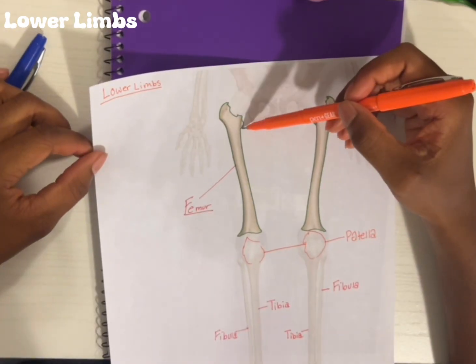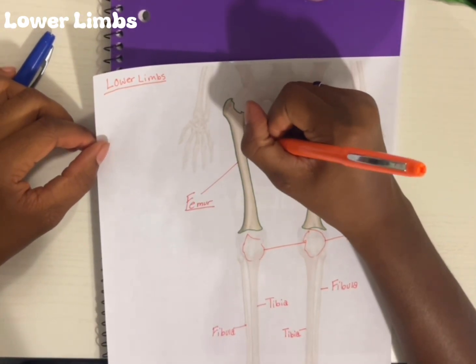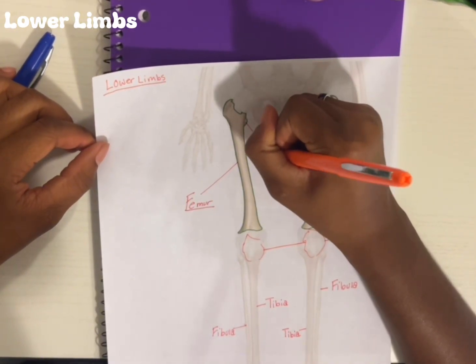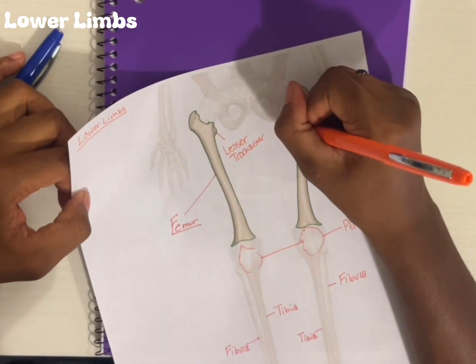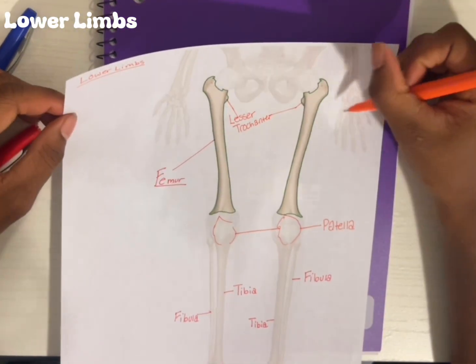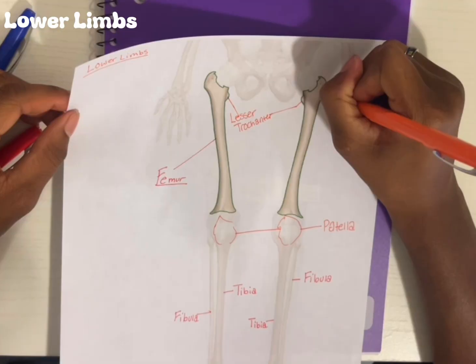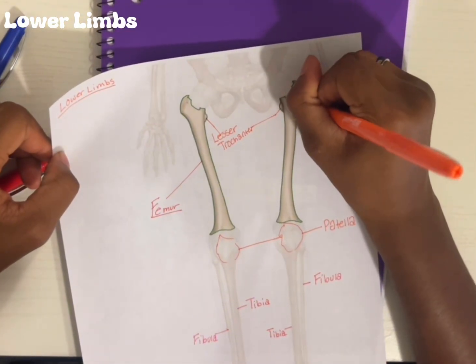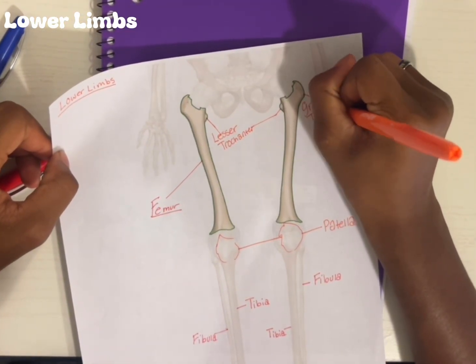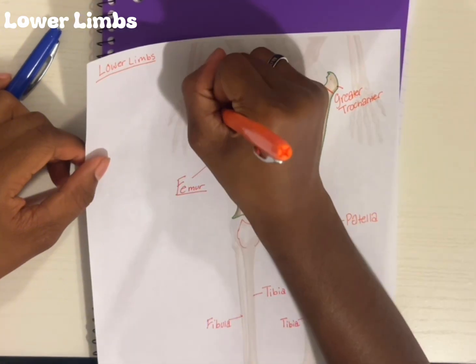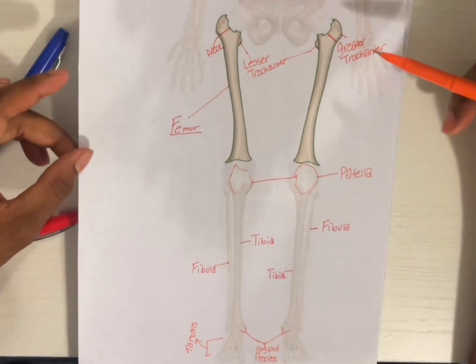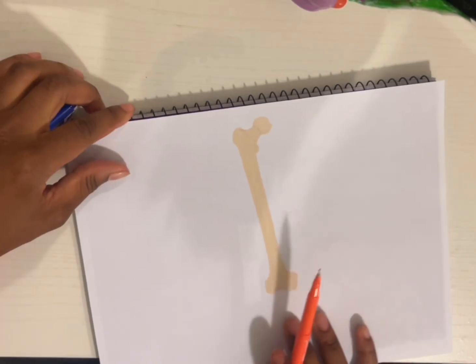If we go into the femur, then on this end, we can see the lesser trochanter. On this side, we also see the lesser trochanter. I guess this whole thing would be the greater trochanter. This is the neck. And yeah, that's what I'm going to show in this picture. I don't like it, to be honest.